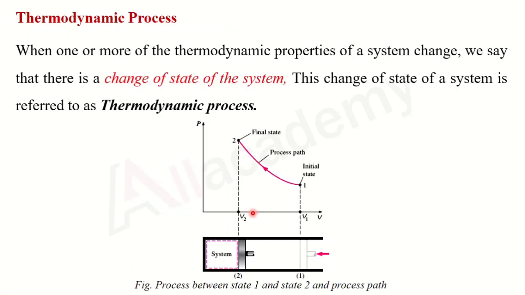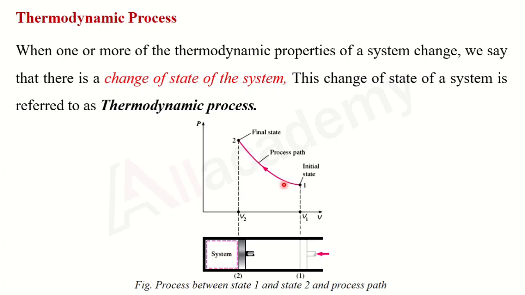Now let us discuss the thermodynamic process. When one or more of the thermodynamic properties of the system change, we say that there is a change of state of the system. This change of state of a system is referred to as a thermodynamic process. Let us take an example of a piston cylinder. The initial position of the piston is considered as 1. When the piston travels to some specified position, we consider that position as 2. Whatever path the piston takes, the direction through which the piston moves, is considered a thermodynamic process.